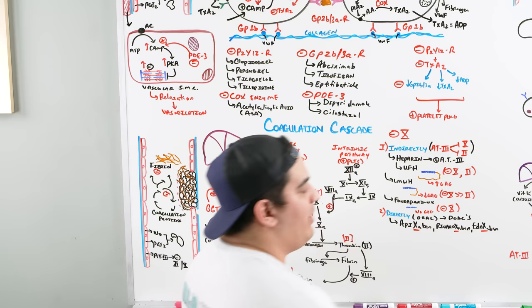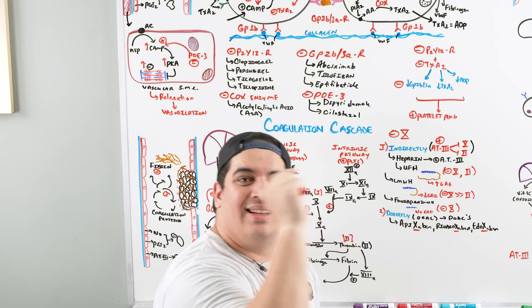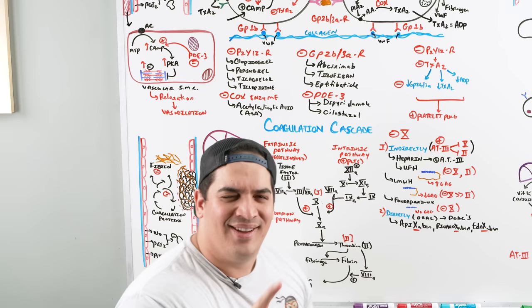And if I do it indirectly, it's because I'm utilizing antithrombin 3. I'm stimulating this particular protein to inhibit these two factors. Unfractionated, 10 and 2. Low molecular weight, 10, way more than 2. And then fondaparinux, primarily only 10. And these only inhibit factor 10 directly.